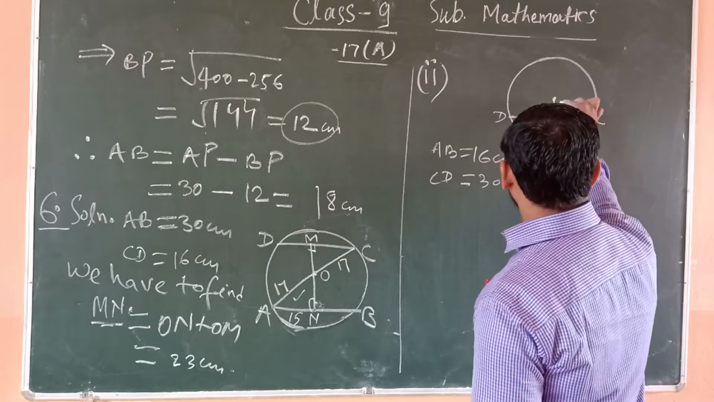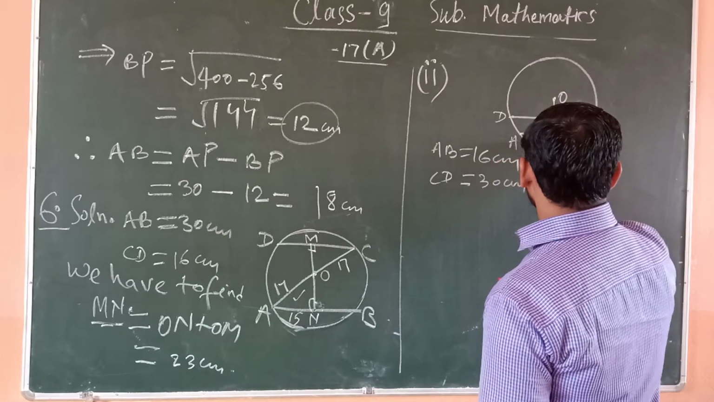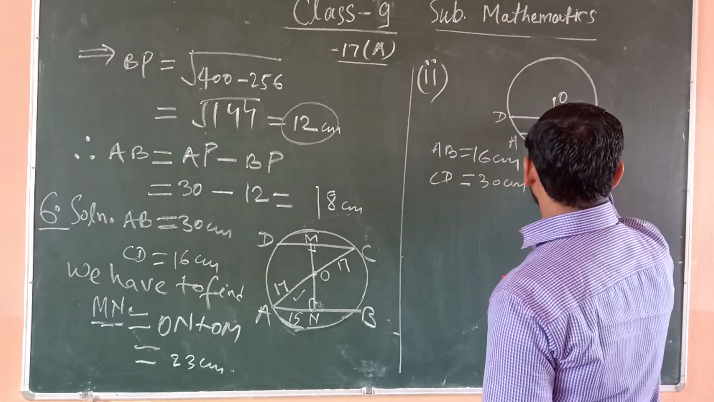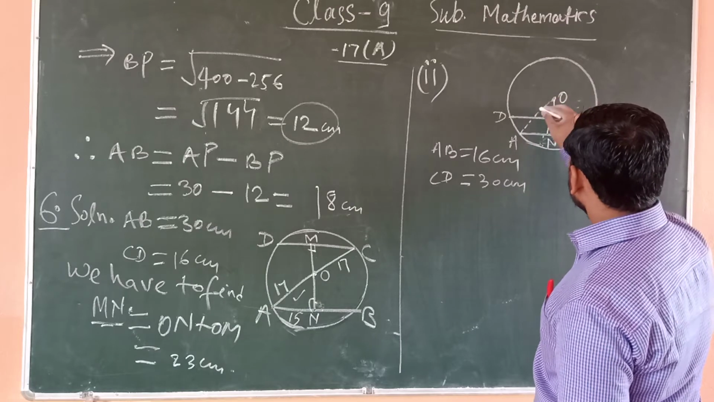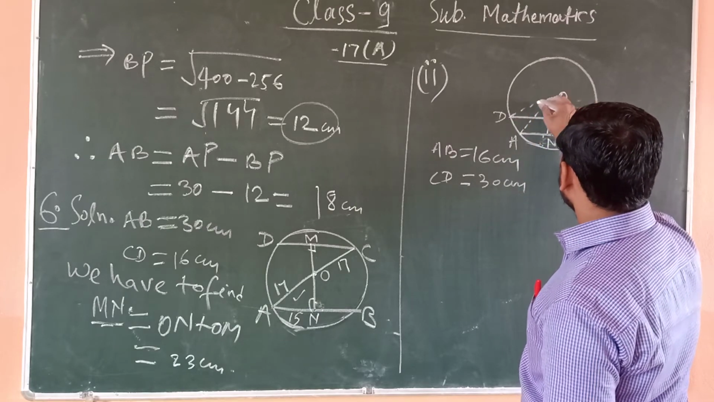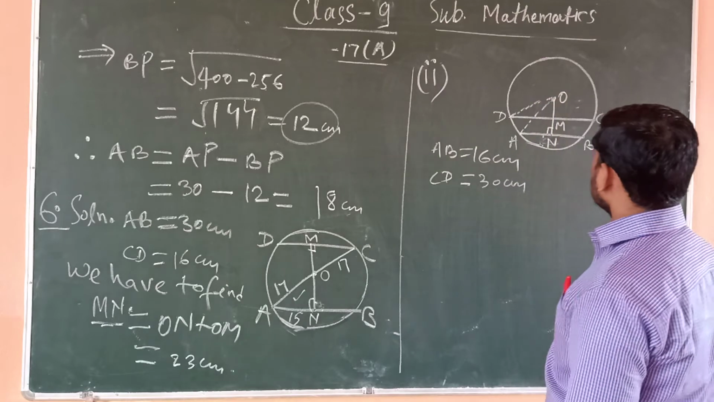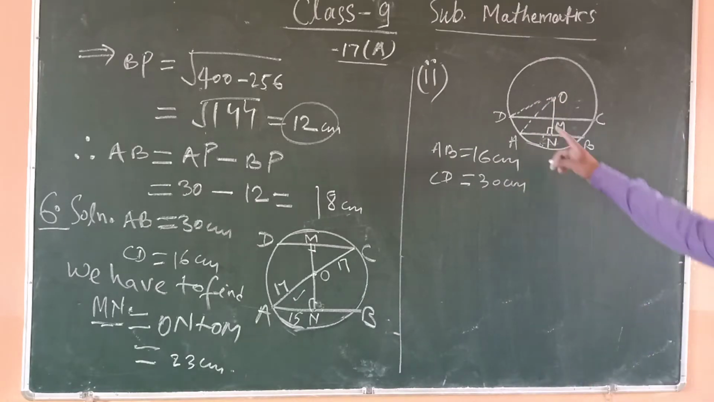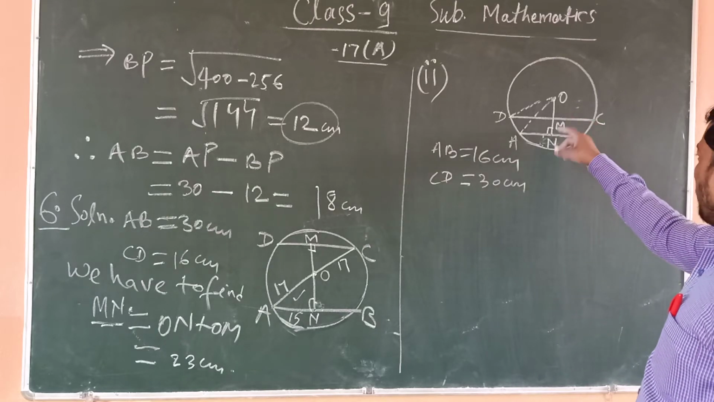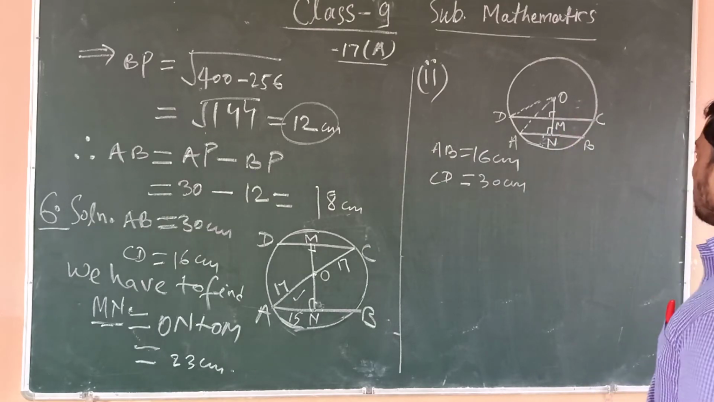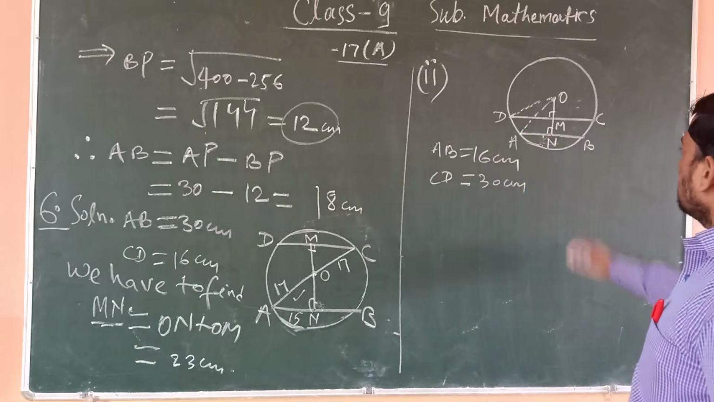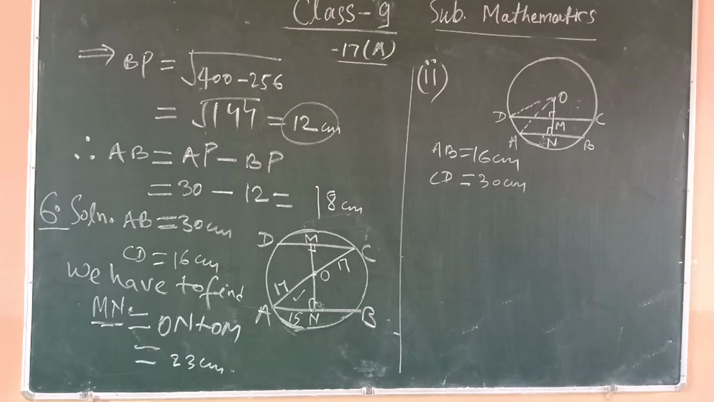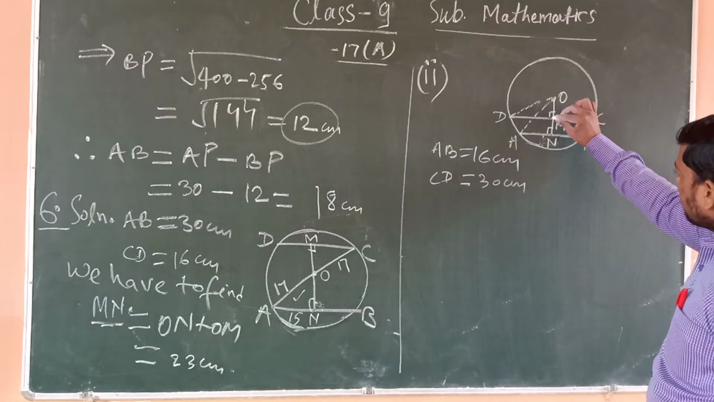Let us draw a perpendicular from the center. Suppose OM and ON. OA and OD are radii of the same circle. ON and OM are perpendicular to chords AB and CD respectively, and we have to find the distance between the chords.